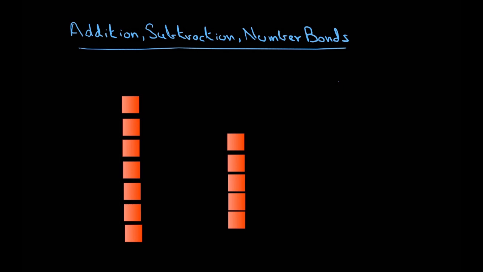We have 1, 2, 3, 4, 5, 6, 7 red squares on the left, and 1, 2, 3, 4, 5 red squares on the right. So we want to figure out what is 7 plus 5 equal to. Well, the way that we would like you to think about this problem is that we really want to make tens and then try to figure out what's going to happen.